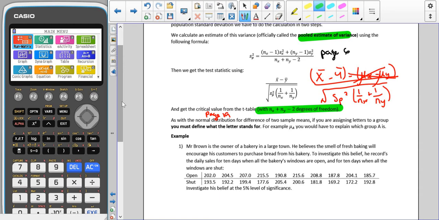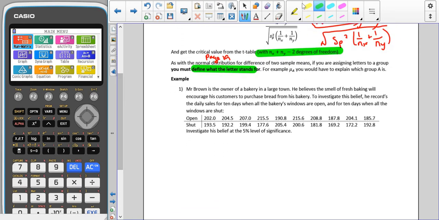So as with the normal distribution with the two sample means, if we are using different symbols, we have to define what those symbols stand for. And that's very important so that anybody who reads our hypothesis test knows what we are looking at. So we're going to have a look at the first example. Like I said, these are quite tricky, but after you've done a couple of examples, they get a lot simpler.